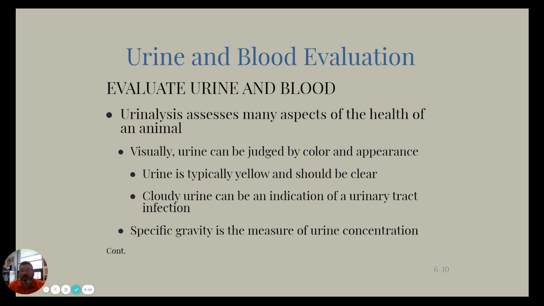So, of course, how do we go about evaluating urine and blood? Urine is closely tied and a good indicator of what's going on in the blood system. So, urinalysis assesses many aspects of health in the animal. Visually, you can judge it by color and appearance. Sometimes those things will give you an indication of the health status of an animal. It's typically yellow and should be basically clear. If it gets cloudy, that tends to indicate some kind of urinary tract infection.